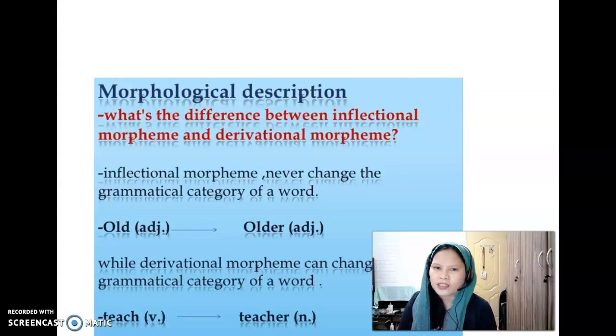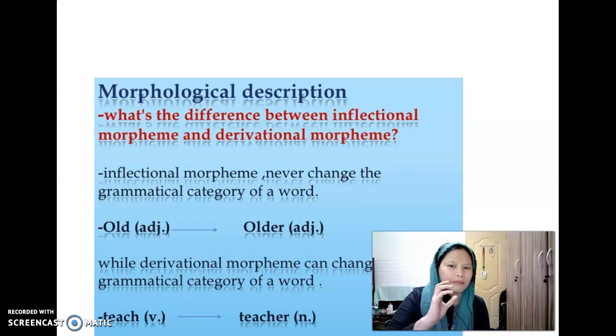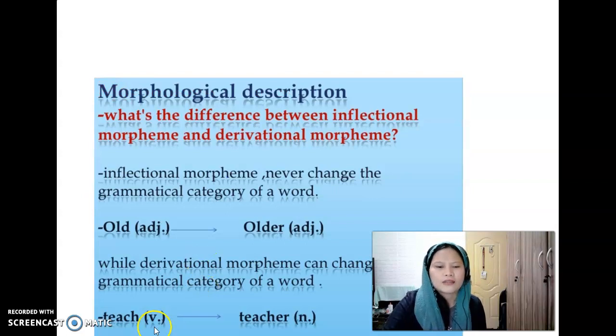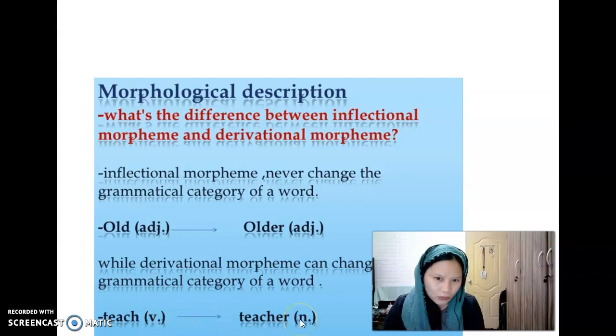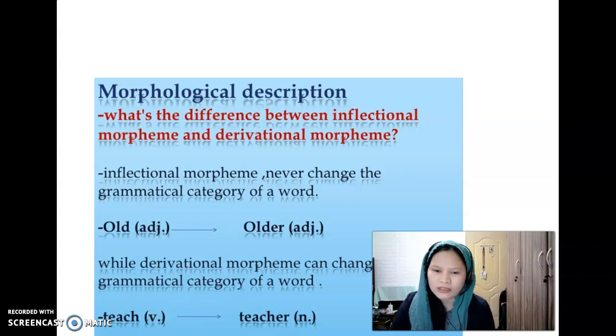So for the morphological description, what's the difference between inflectional morpheme and derivational morpheme? Inflectional morphemes never change the grammatical category of a word. So from old, you can add er. It's the same adjective. For the derivational, the word we have is teach. It's a verb, but if you add er, it becomes a noun. So that's the difference you can highlight between those two.